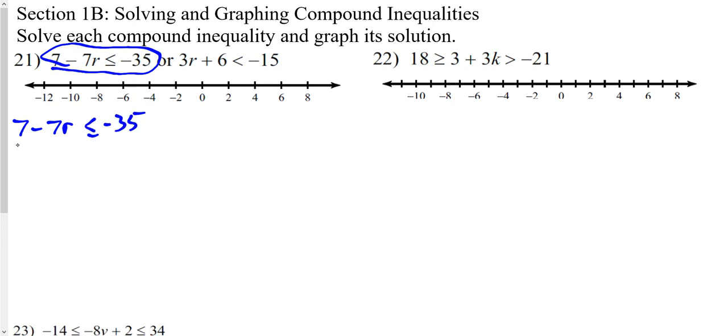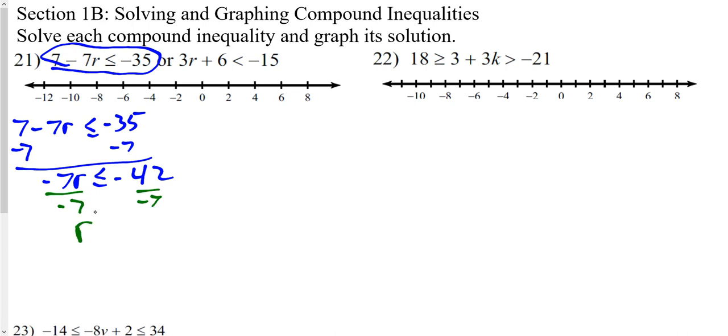So I have to undo my positive 7 by subtracting 7 from both sides. Then I have to go ahead and divide both sides by negative 7. And remember, when you multiply or divide an inequality by a negative, you need to switch your inequality sign. And then we have to do the "or," so we have to do the other one. And then I'll go ahead and solve that one. And I'll rewrite that one down below here.